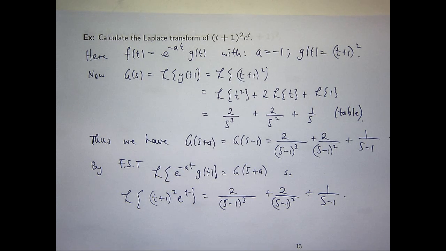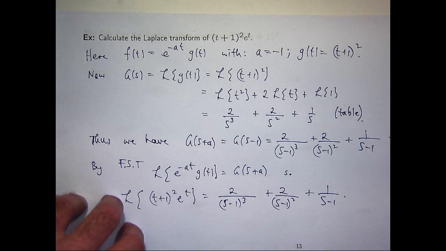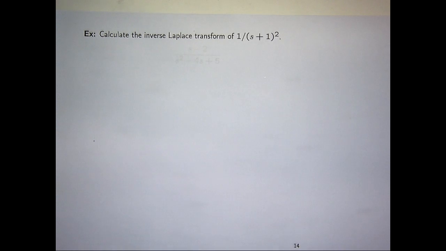So hopefully you can see a pattern emerging. Little g of t drives the method. Calculate the transform of little g of t first and then shift it. Okay, so that's a good example of an application of the first shifting theorem. Let's look at going the other way, the inverse transform.